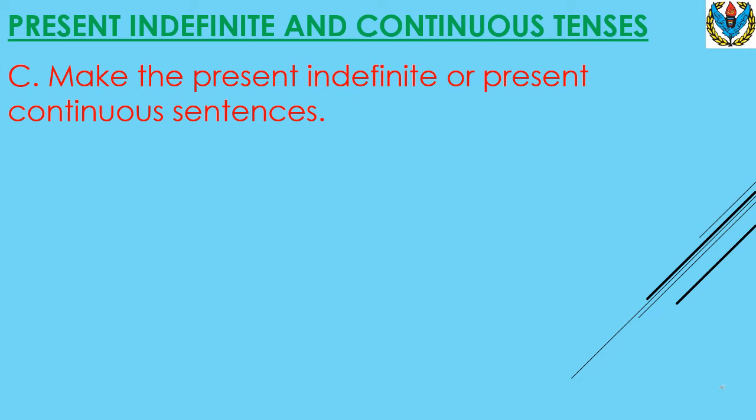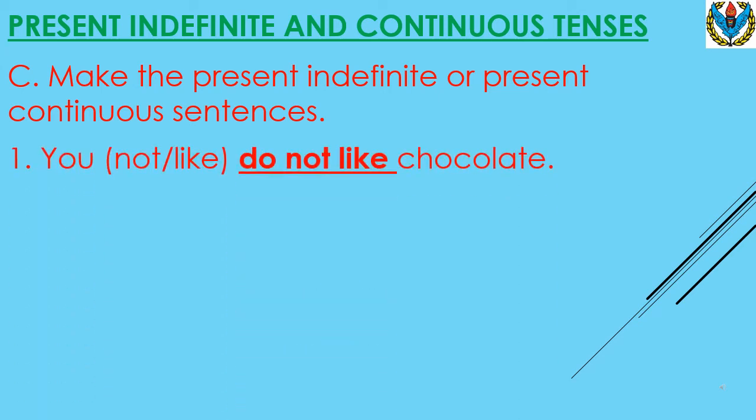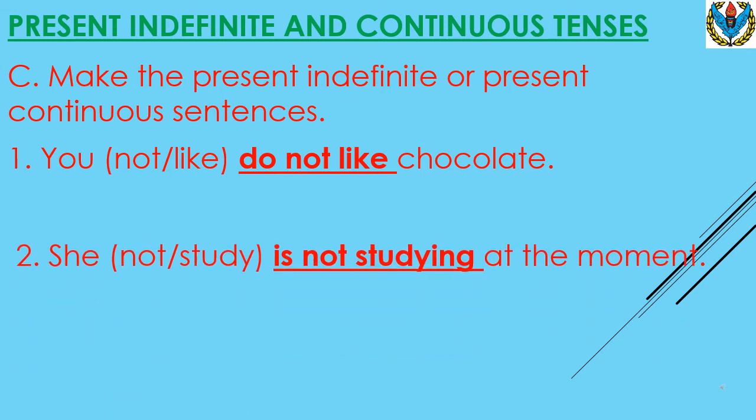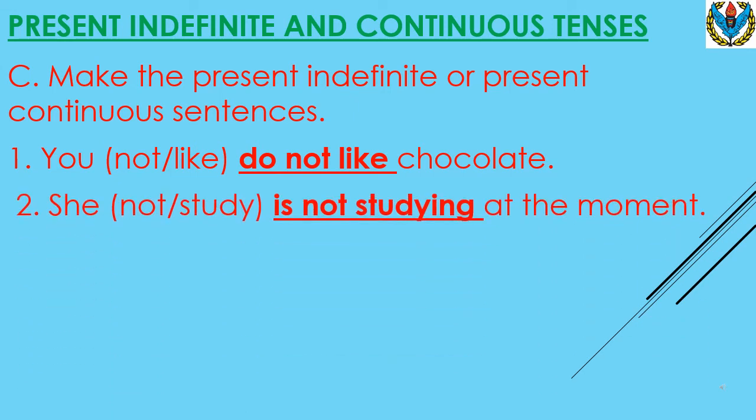We have been given an exercise of 6 sentences and we have to read the sentences very carefully so that each sentence indicates whether we are going to change it into the indefinite form or the continuous form. So sentence number 1 is, you dash chocolate. You do not like chocolate. This is indefinite tense. Number 2, she is not studying at the moment. Continuous form, and at the moment indicates that an ongoing action is there.